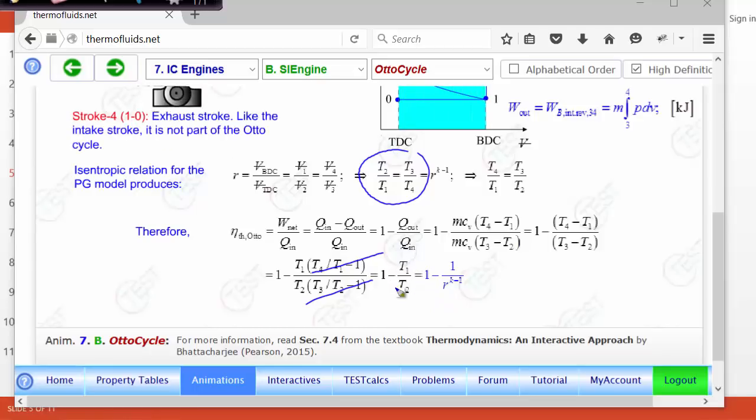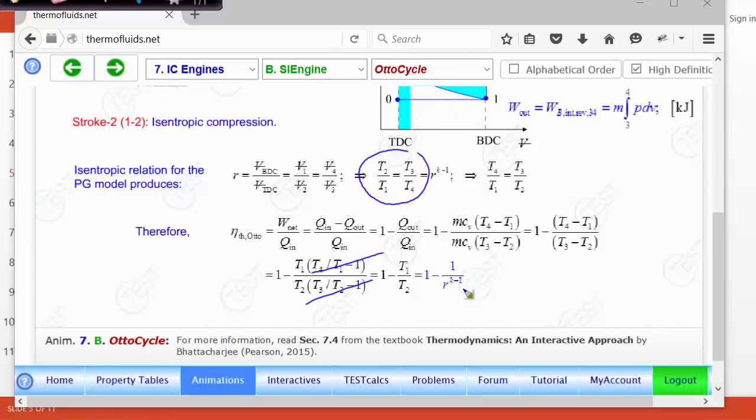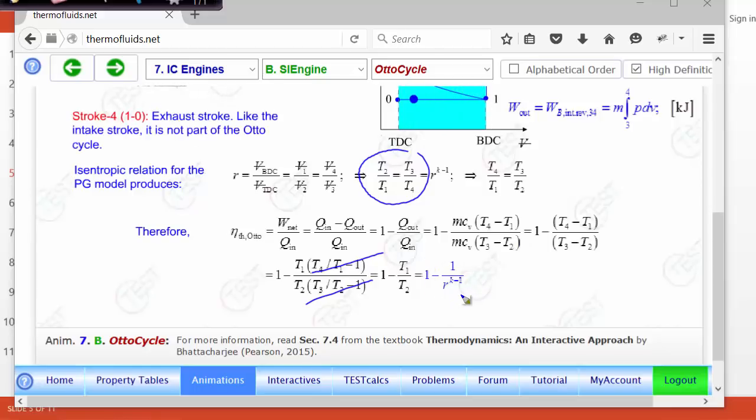Again, for T1 over T2, we substitute the volumetric compression ratio to the K minus 1, and recall that the value of K is 1.4. So the thermal efficiency of an internal combustion engine executing the spark ignition cycle, or Otto cycle, is given by 1 minus R to the K minus 1. This is only true for the cold air standard cycle.